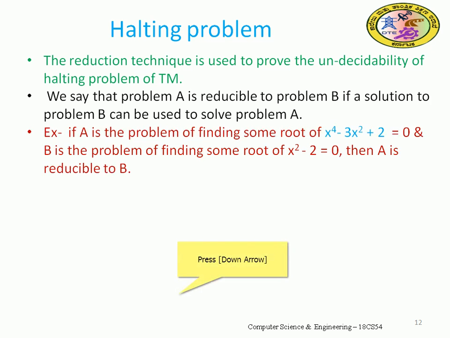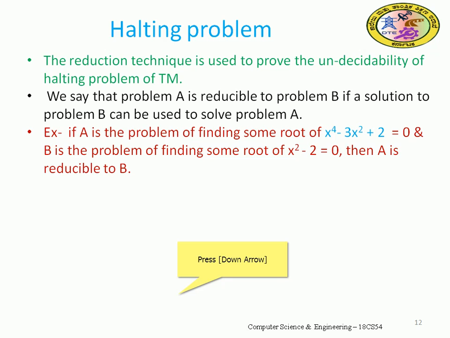For example, if A is the problem of finding some roots of x power 4 minus 3x square plus 2 is equal to 0, a fourth order equation, so we need to find the roots. And B is the problem of finding some roots of x square minus 2 is equal to 0. So A is this fourth order equation, and B is a solution, the roots of this A, that is x square minus 2 is equal to 0. Then A is reducible to B. We can say A is reducible to B, right?